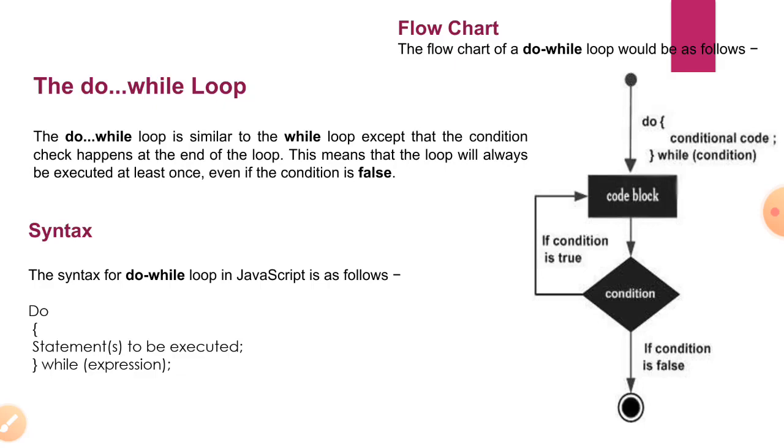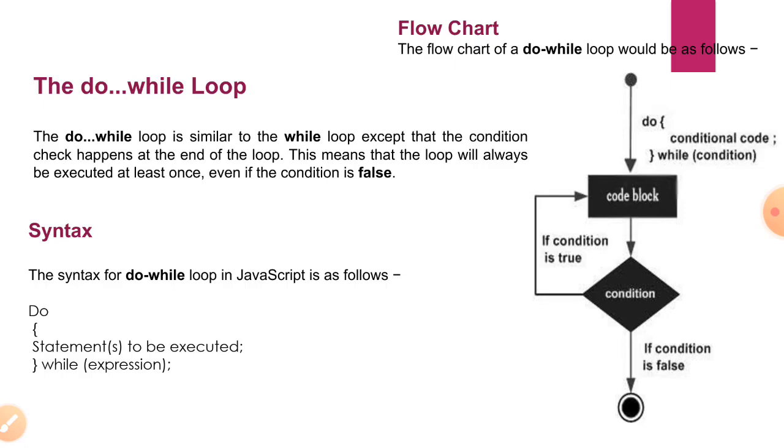So the main difference between the while loop and the do while loop is, in the while loop the condition will be checked first. If the condition is true, then only the code block will be executed. Whereas in the do while, first of all it will execute the code, then only the condition will be checked.